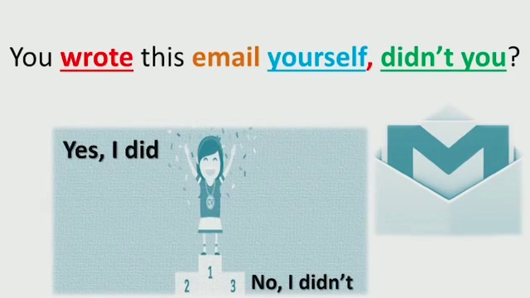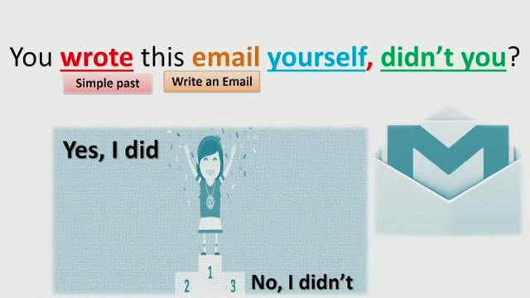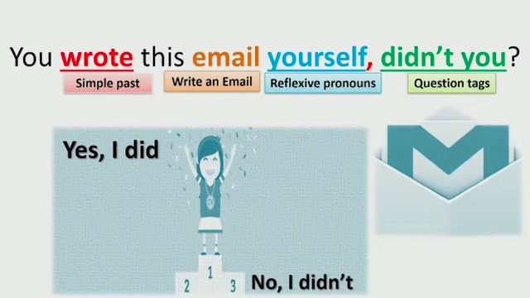Okay, good. So in this sentence we have simple past, and we have studied simple past versus past continuous. Good. And then we have seen write an email. So we will write an email. And then yourself is a reflexive pronoun. Didn't you is a question tag or a tag question. So this is a summary of what we will do now.